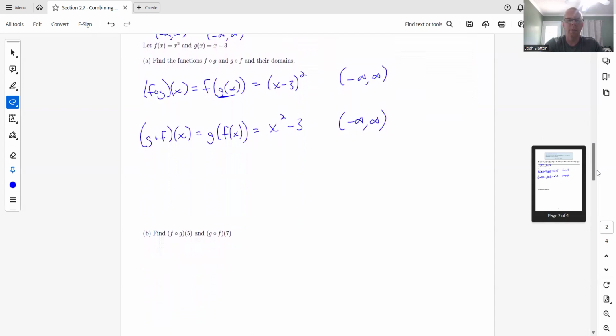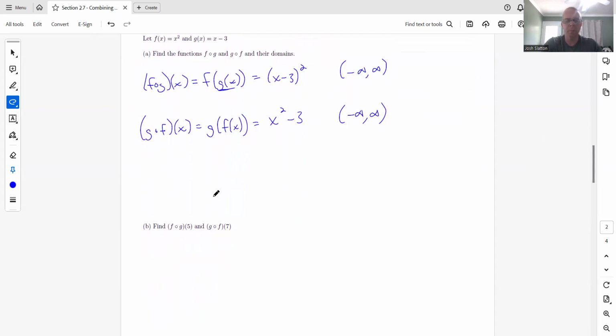Now, for this second part, obviously this is f of g of 5 and g of f of 7. You can, of course, plug 5 into this one and get the answer, and plug 7 into this one and get the answer. But I'm going to show you, if you're just asked to do this, you don't really have to find this part first. So what we can do, we can find g of 5.